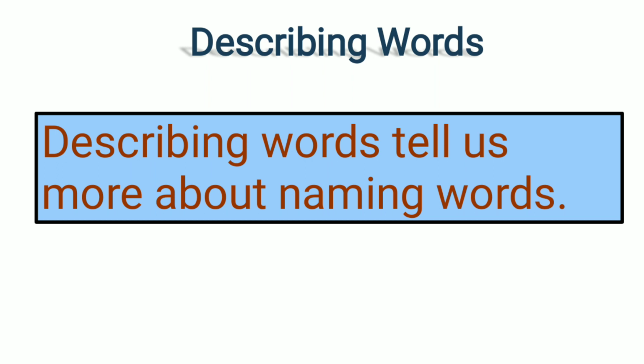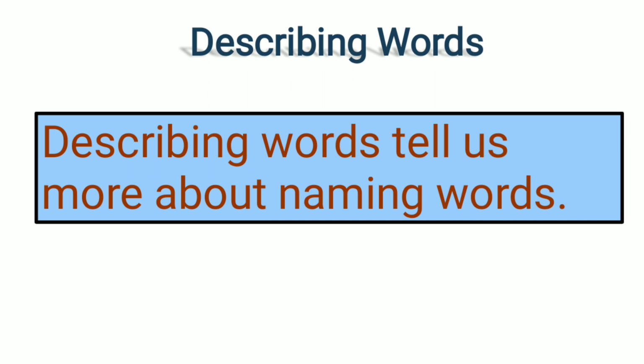So these describing words tell more about the naming words. For example, let us take a bag. Bag is a naming word. If I say red bag, bag is a naming word, and how am I describing the bag? Red bag. So red is the describing word. Understood children? Bag is the naming word. If I say red bag, red is the describing word.